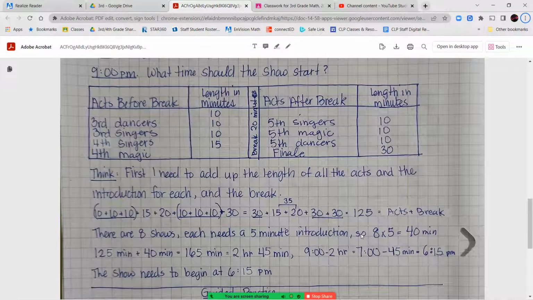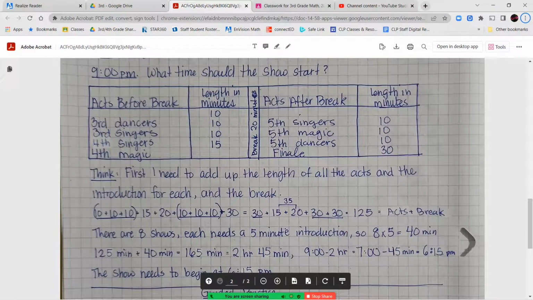Now she needs to introduce each one of these acts, and each one of these acts needs a 5-minute introduction. So since there's 8 acts, she needs to do 8 times 5, which is 40 minutes. So 125 minutes plus 40 minutes equals 165 minutes, or 2 hours and 45 minutes.